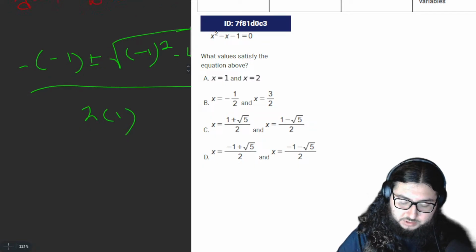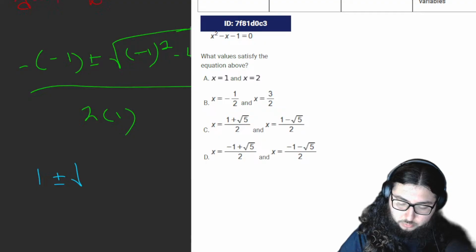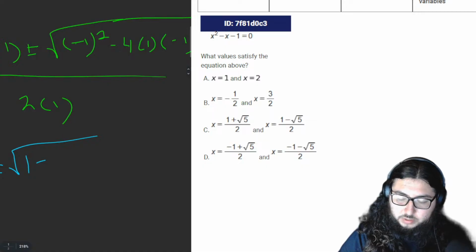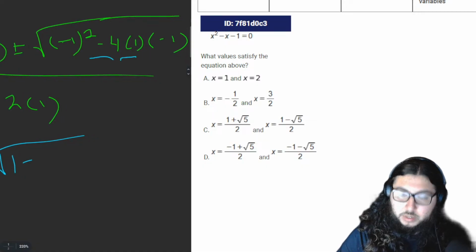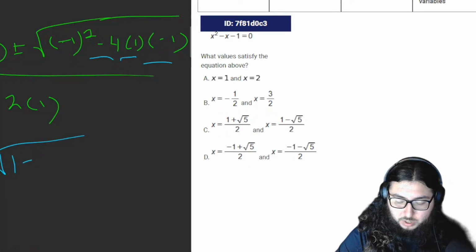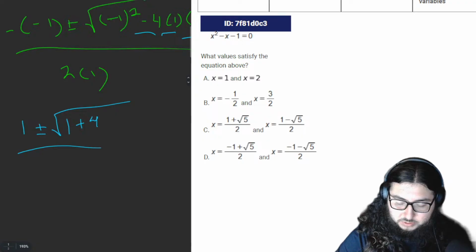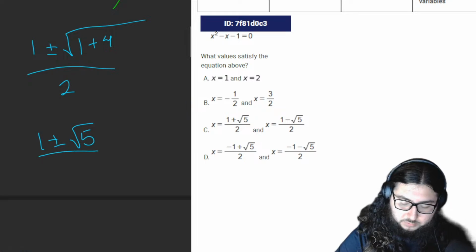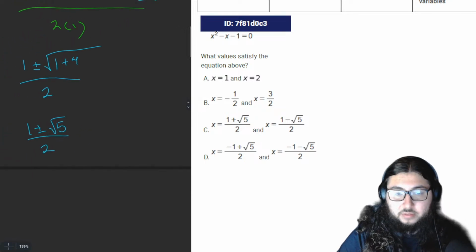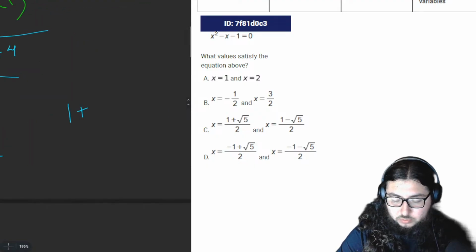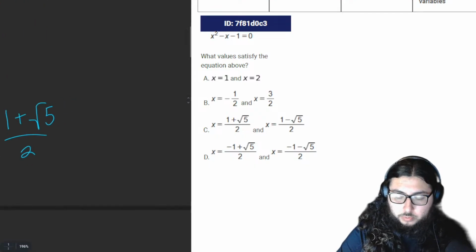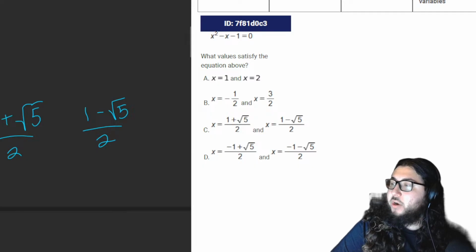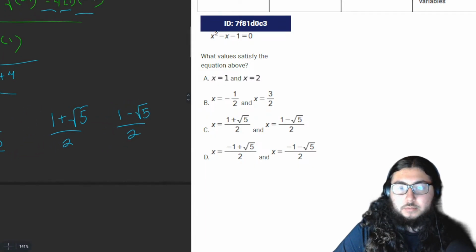Negative, negative, double negative makes a positive. 1 plus or minus the square root of -1 squared is just 1. Minus, well, 4 times 1 is 4, and -4 times -1 is just +4. So 1 plus 4, all over 2 times 1, which is 2. So we get 1 plus or minus the square root of 5 over 2. That means either we have 1 plus square root of 5 over 2, or we have 1 minus square root of 5 over 2. So your answer is going to be C.